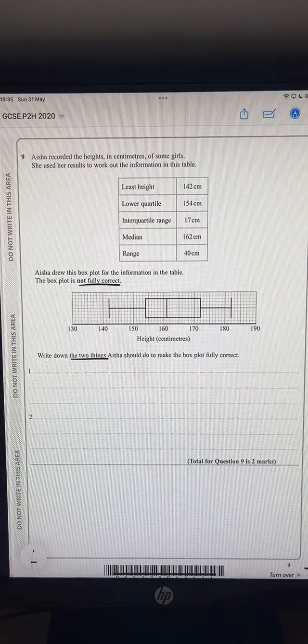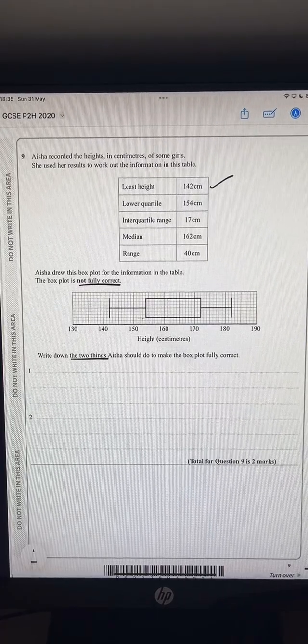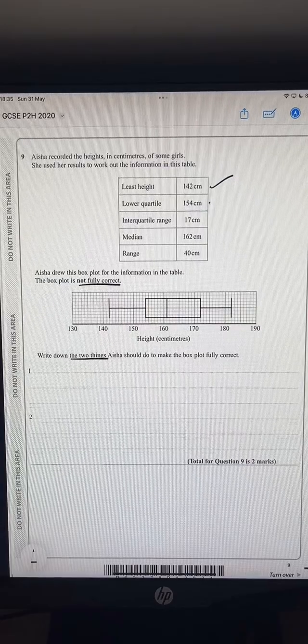I've got 10 boxes and an increase in 10. Yep, so 1 box is 1. So this is correct. I'll just tick that. My lower quartile is 154. So that's this line here, and that's at 154, which makes sense. So that's correct. And then I'll just do my interquartile range next.